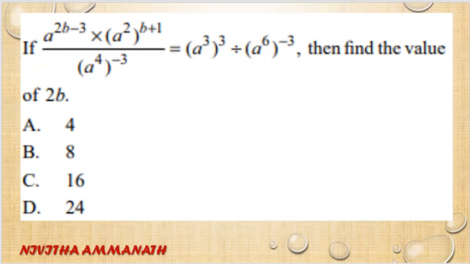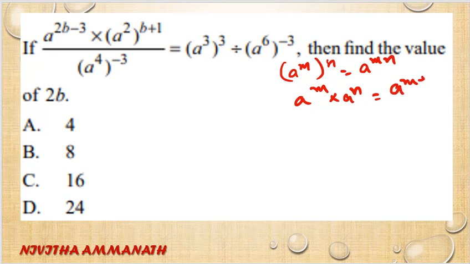If (a^(2b−3) into (a²)^(b+1)) by (a⁴)^(−3) equal to (a³)³ divided by (a⁶)^(−3). We know that (a^m)^n is a^(mn), then a^m into a^n is a^(m+n). Also a^m by a^n is a^(m−n). So we have here a^m is a^(2b−3) and n is 2 into (b + 1).